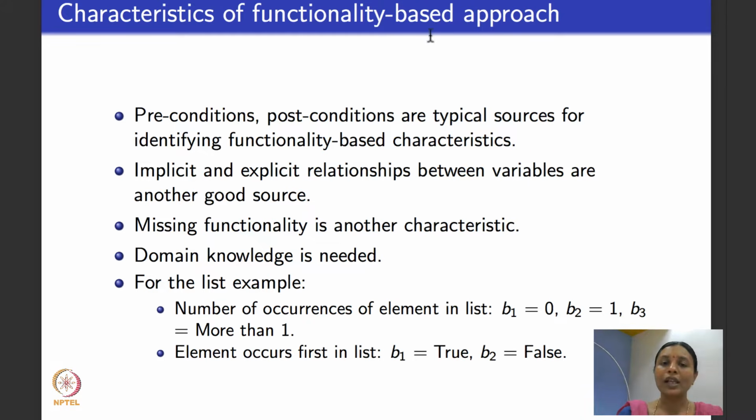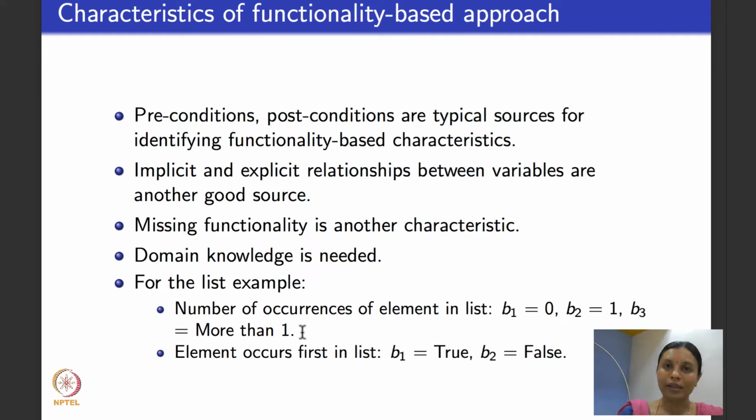So when I do the functionality-based approach for that list example, if you look at the bottom of this slide, we ask: is the element present in the list? How many times is it present in the list? Number of occurrences of the element in the list. If it is 0, the element is not present in the list. If it's 1, then it's present exactly once. If it's more than 1, then it's present in the list more than once.